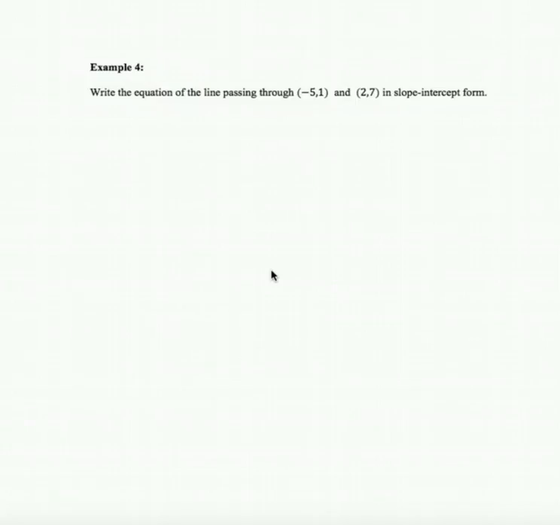Example 4. Write the equation of the line passing through the points negative 5, 1, and 2, 7 in slope-intercept form. Again, we know slope-intercept form is going to be y equals mx plus b, and we're going to follow our steps. Step 1 says if the slope is not given, then we need to find the slope. So I'm going to label this first point, negative 5, 1, as my x1 and my y1, and this second point as my x2 and my y2.